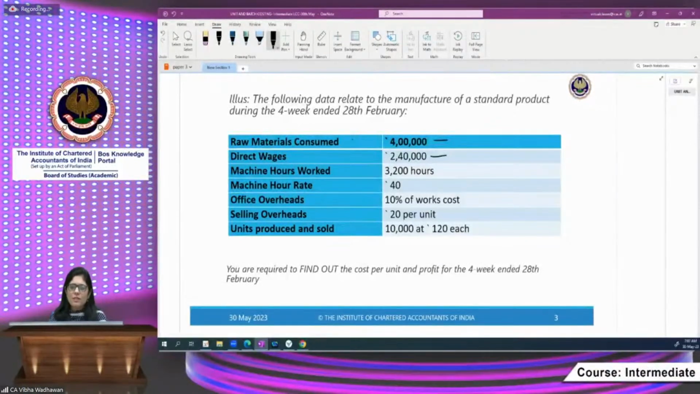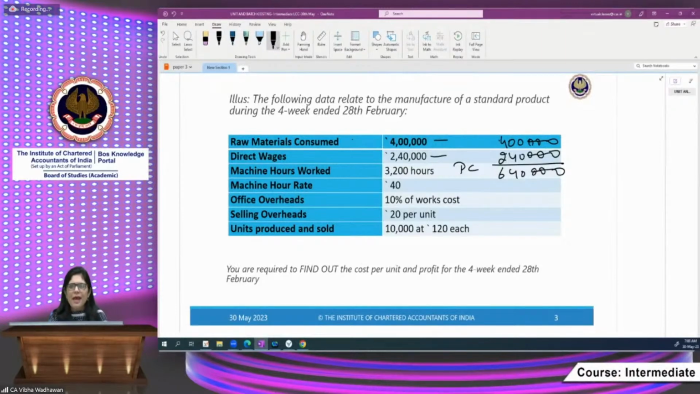So we'll start with all the elements of cost: material, wages. You just have to be thorough with the cost sheet format to understand any question. Raw material is 4 lakh. Direct wages is 2,40,000. So we have the prime cost, which is 6,40,000. I'm just giving you an idea how we do it. You just have to frame the cost sheet as much as it is given in the question.